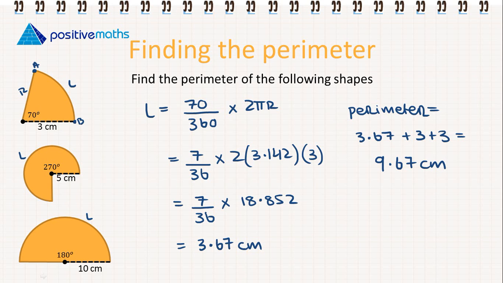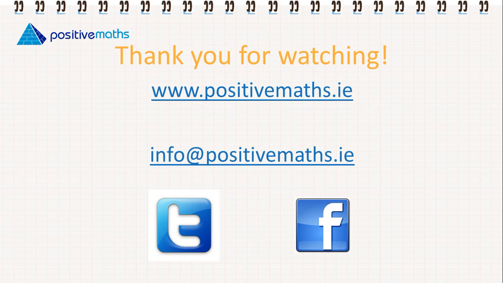Pause the video at this stage to find the perimeter for the arc with 270 degrees and for the arc with 180 degrees.